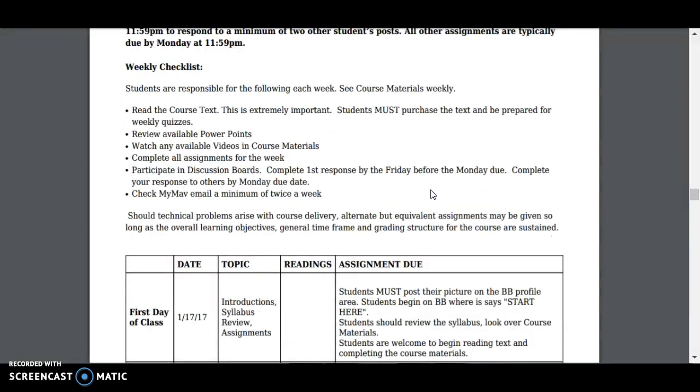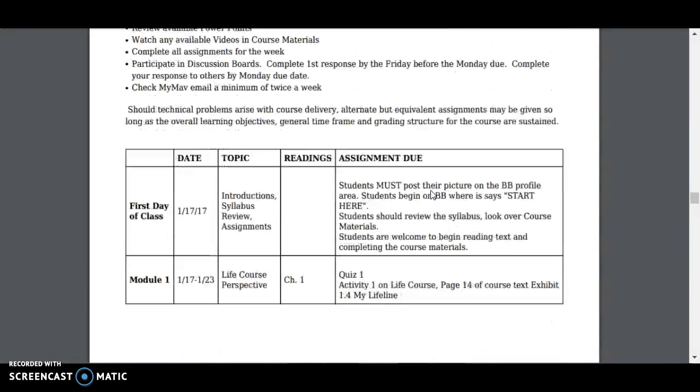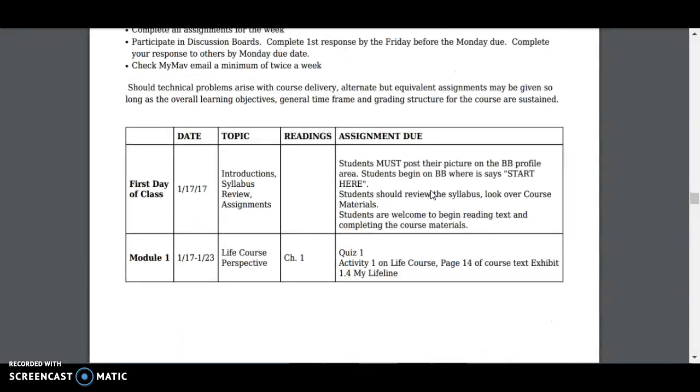There is a weekly checklist. You'll see that the course schedule actually matches the syllabus on course materials. So when you go to course materials, the course schedule is there. Again, if you see anything like some dates that are wrong, let me know. If I think it's necessary to make a change, then I'll make a change and get it out to the whole class.